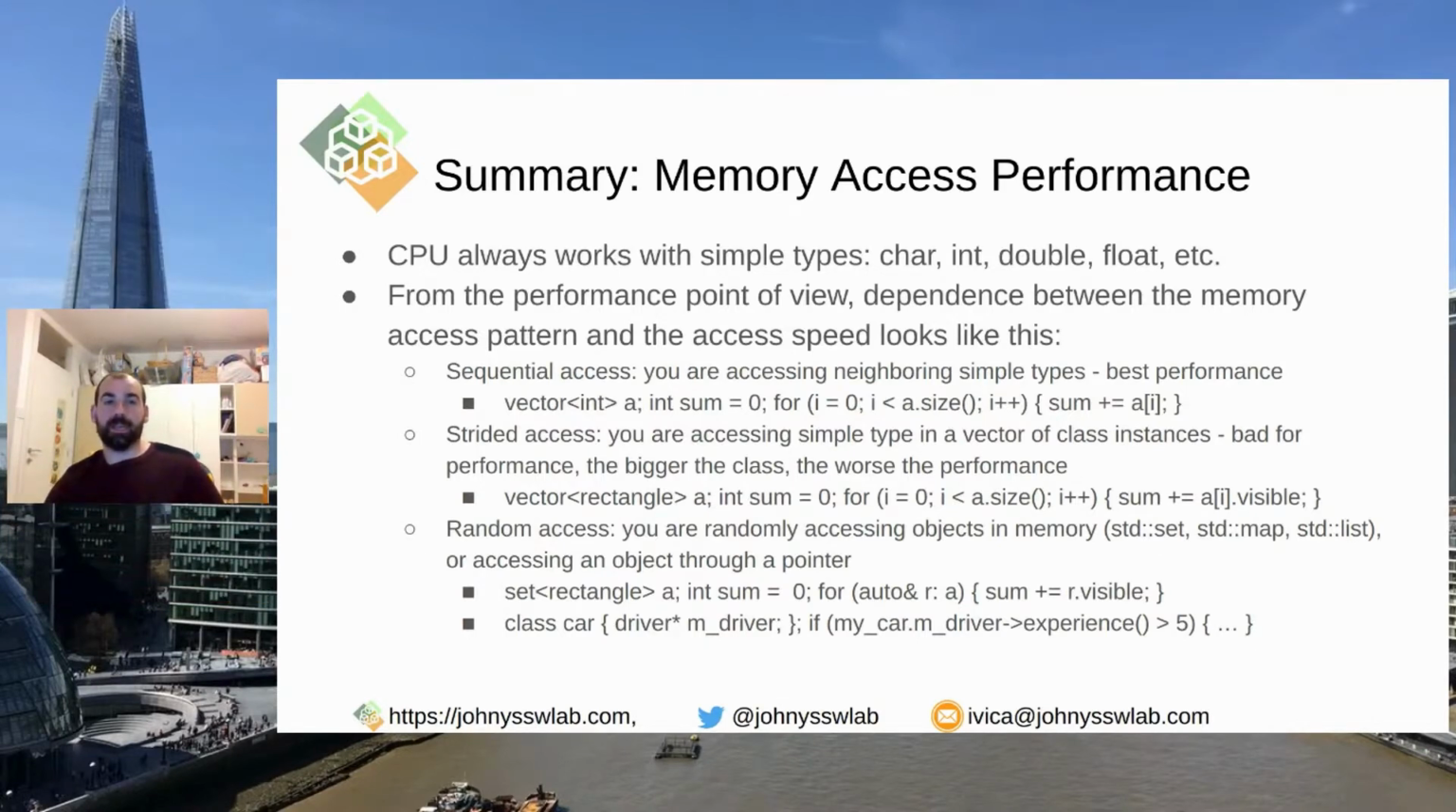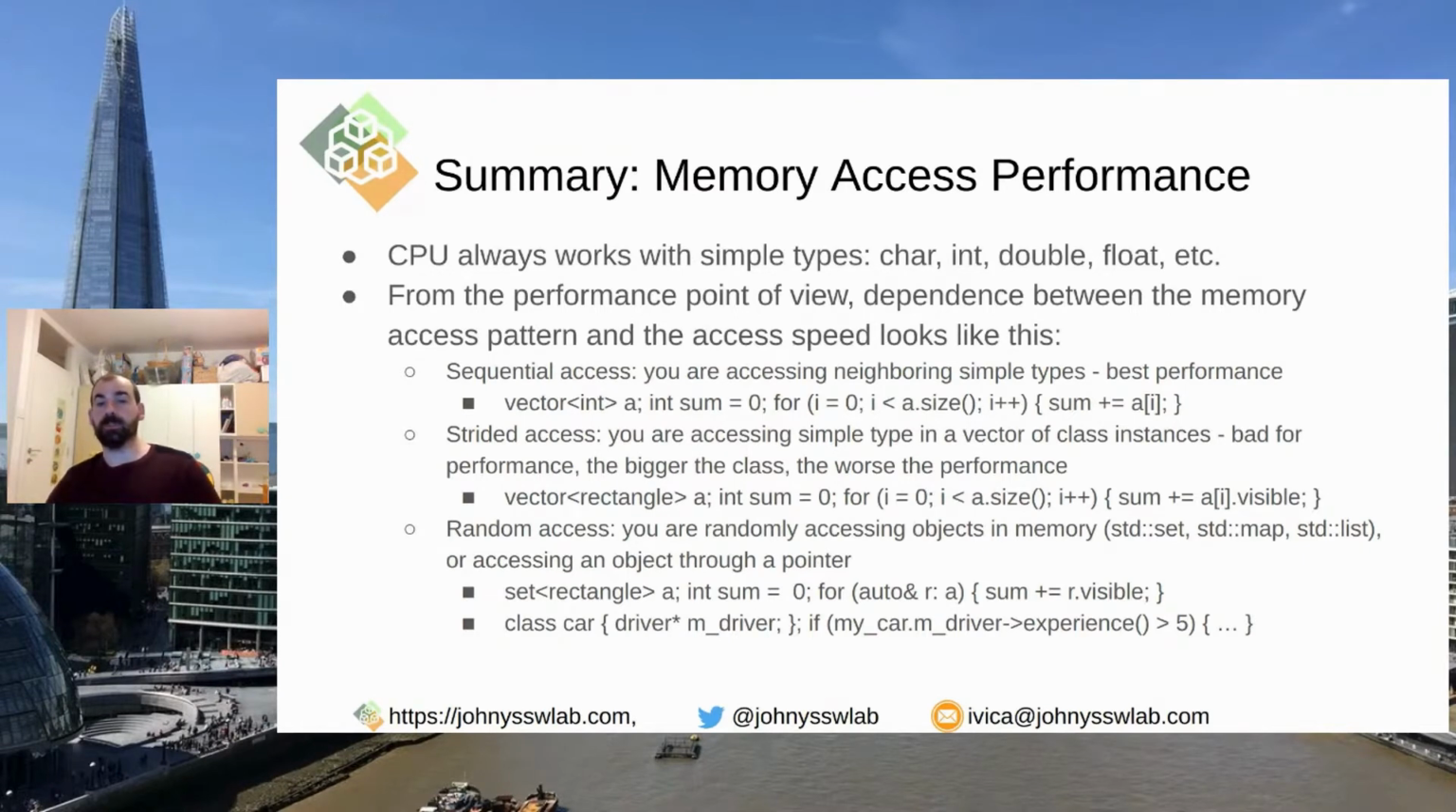Okay. Now, a short summary about the memory access performance. I'm summarizing everything I said. The CPU always works with simple types. It works with chars, integers, doubles, floats. There are no such things as classes, no such things as a complex number. A complex is just two doubles.